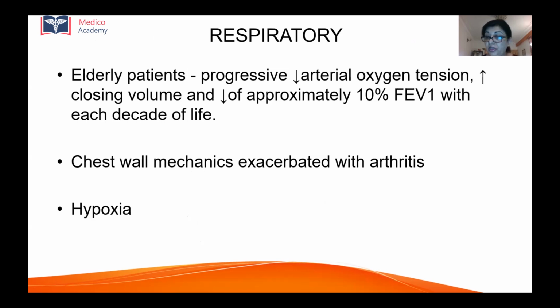In the respiratory system, elderly patients show progressive decrease in the arterial oxygen tension, increase in the closing volume, and decrease of approximately 10% of the FEV1 with each decade of life. The chest wall mechanics are exacerbated with arthritis. Hypoxia reflects respiratory changes caused by age or embolization of bone marrow debris in the lungs of these patients.